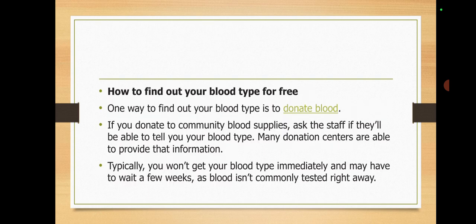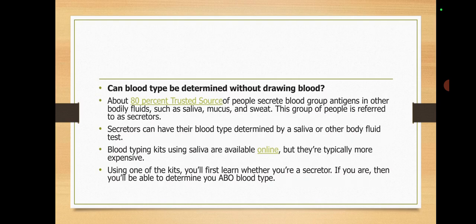How to find out your blood type for free? One way to find out your blood type is to donate blood. If you donate to the community blood supplies, ask the staff if they will be able to tell you your blood type. Many donation centers are able to provide that information. Typically, you won't get your blood type immediately and may have to wait a few weeks, as blood isn't commonly tested right away.